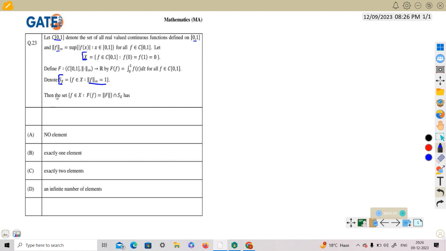So we are asked the question: the set of f belonging to X, these f continuous and f at 0 and at 1 being 0, such that the function value F(f) is equal to the norm of capital F, intersection S_X. So the element must be in both sets, and we are asked about exactly one element. So the simple question is how many elements are there in this set.